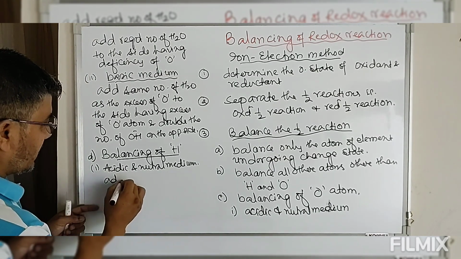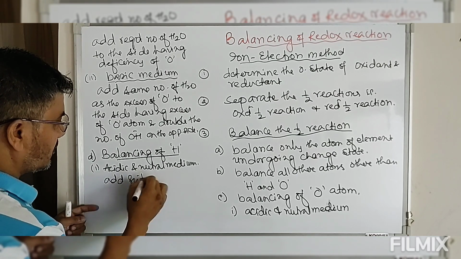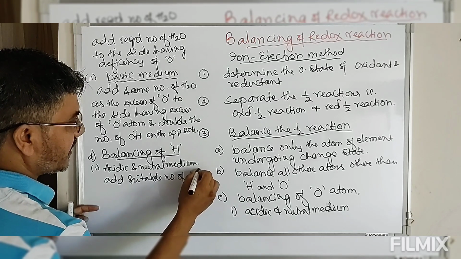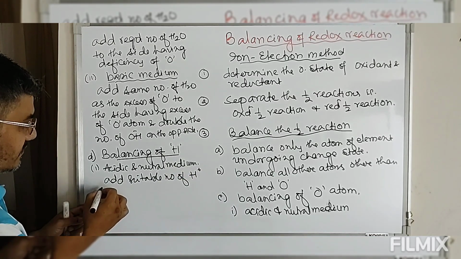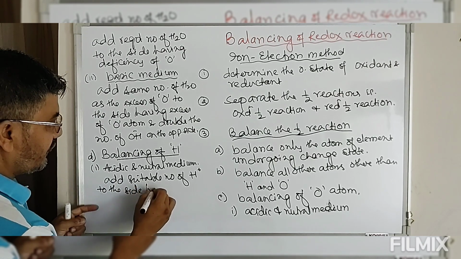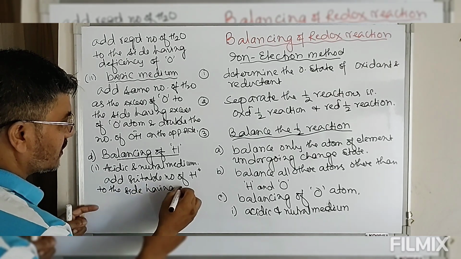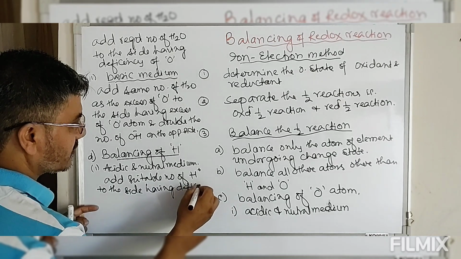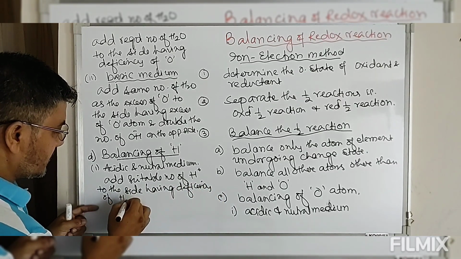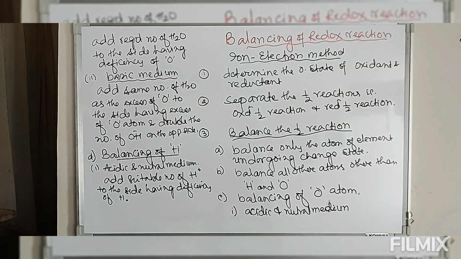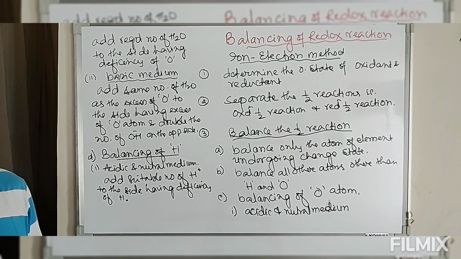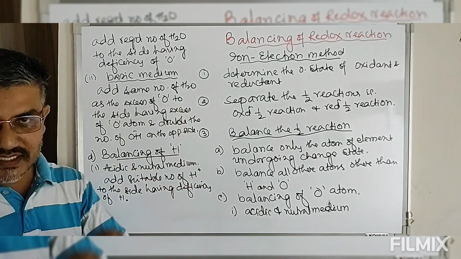So add a suitable number of H plus to the side having deficiency of hydrogen. तो जिस साइड में हाइड्रोजन डिफिशिएंट है उतना आपके पास H plus, because since the reaction is acidic or neutral medium, so we have to add H plus.